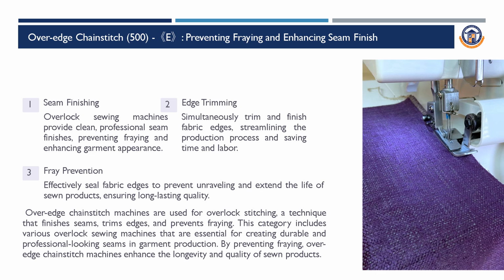In general, if you want to understand, over-edge chain stitch machines are used for overlock stitching, a technique that finishes seams, trims the edge and prevents fraying. This category includes various overlock sewing machines that are essential for creating durable and professional-looking seams in garment production. By preventing fraying, over-edge chain stitch machines enhance the longevity and quality of sewn products.